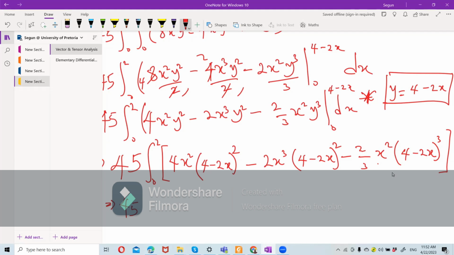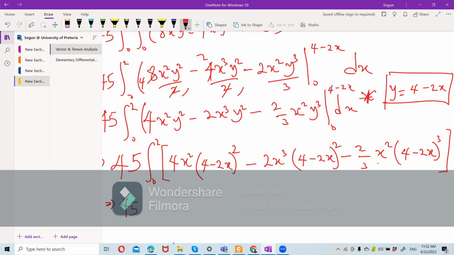So I think we should go for 4x squared, open bracket 4 minus 2x squared, minus 2x cubed, open bracket 4 minus 2x squared. Okay, that's another suggestion. Look at it very well. What do you think we should consider here? Is it 4x squared we should consider, or 4 minus 2x all squared we should consider? Anyway, whichever you want to consider, I will leave it for you to do.